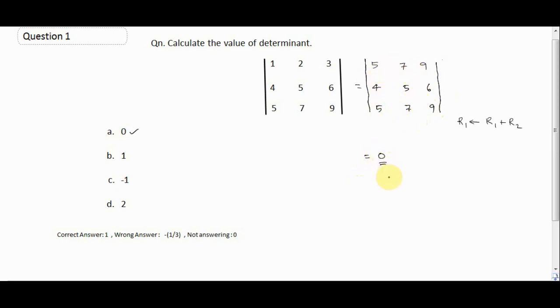Property number 3 says that if any two rows or any two columns are having same elements, then determinant of that matrix will be 0. So here row 1 and row 3 are having same elements, therefore this determinant value will be 0. And therefore the determinant value of this actual matrix will also be equal to 0. So here the right answer is option A, 0. Okay, now let's move on to question number 2.